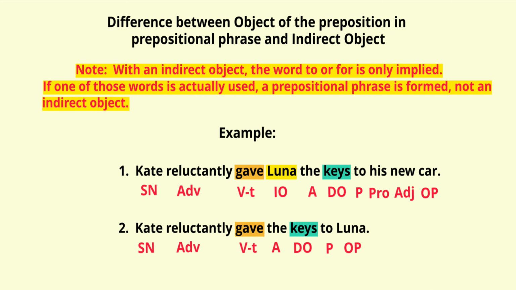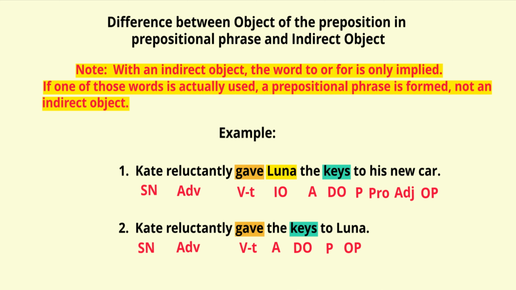This is very important and the most confusing thing as well. Difference between object of the preposition in a prepositional phrase and an indirect object. Note, with an indirect object, the word to or for is only implied. If one of those words is actually used in the sentence, a prepositional phrase is formed, not an indirect object. Let's take a look at the example so that you can understand it very clearly.